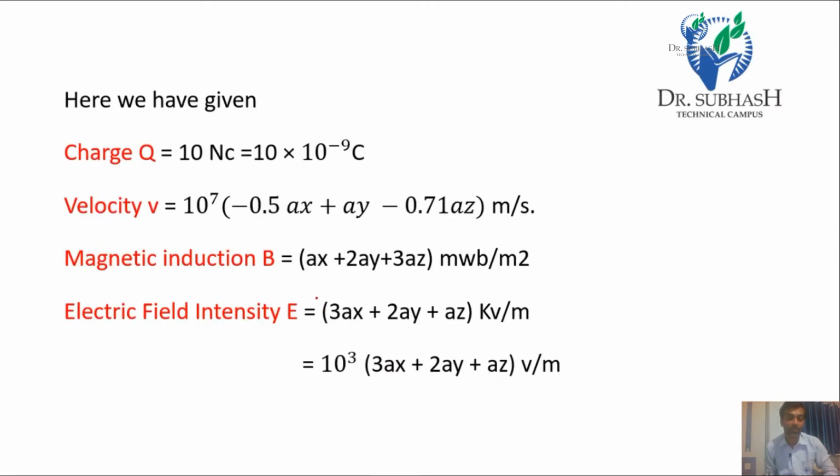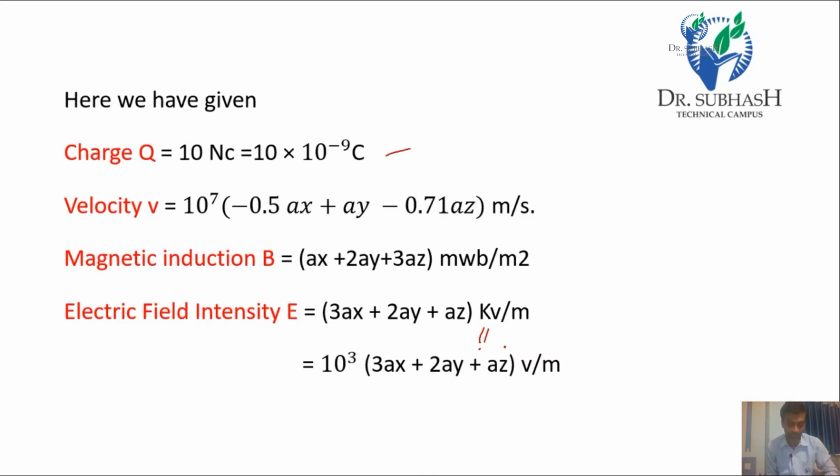Here we are given the charge Q, which is 10 nanocoulomb, so it can be represented as 10 × 10^−9 coulomb. Velocity V is given by 10^7 (−0.5 ax + ay − 0.71 az) meter per second. Magnetic induction B is ax + 2ay + 3az milliWeber per meter square, and the electric field intensity E is 3ax + 2ay + az kilovolt per meter, so it can be represented as 10^3 (3ax + 2ay + az) volt per meter.